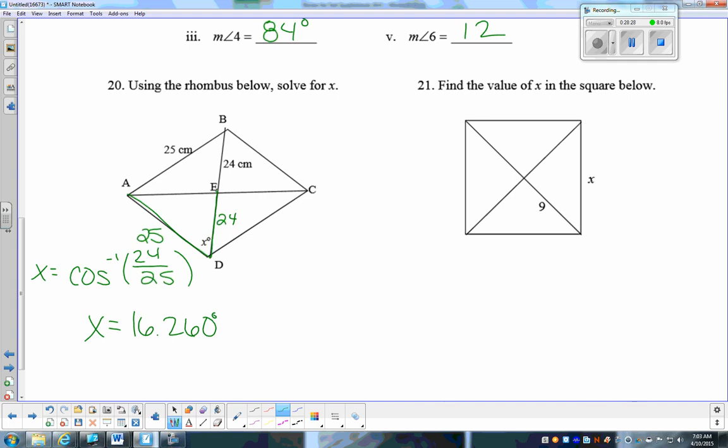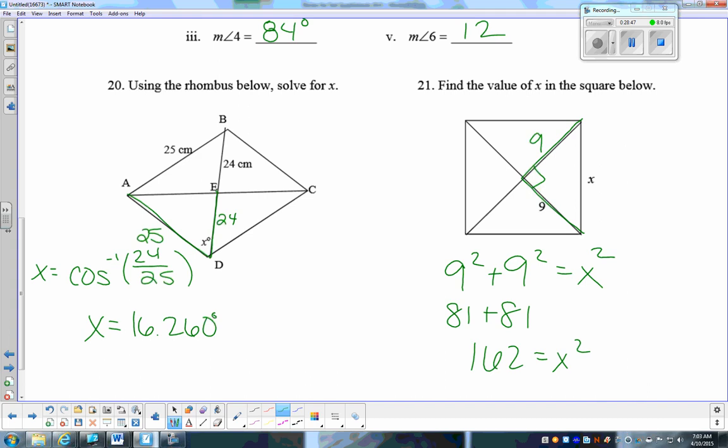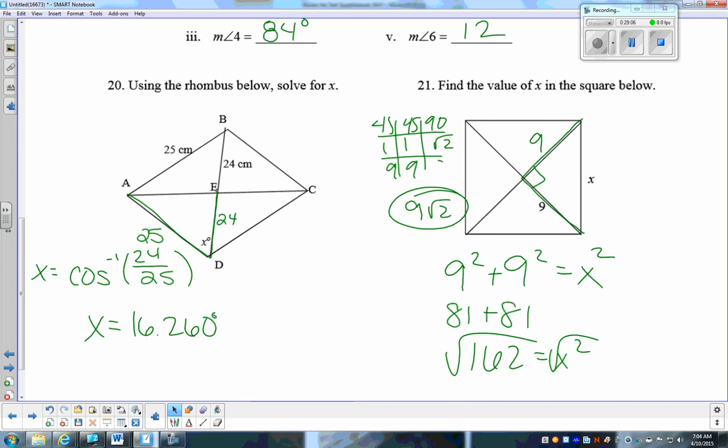Okay, for number 21, find the value of x in the square below. We know those two pieces are congruent, and that's a right angle. That's also 9, so find x. 9 squared plus 9 squared equals x squared. So x is the square root of 162. x is also, since it's 45, 45, 90, 9 radical 2. All right, so we go to the next page.